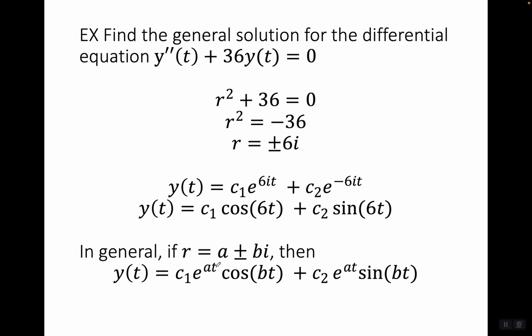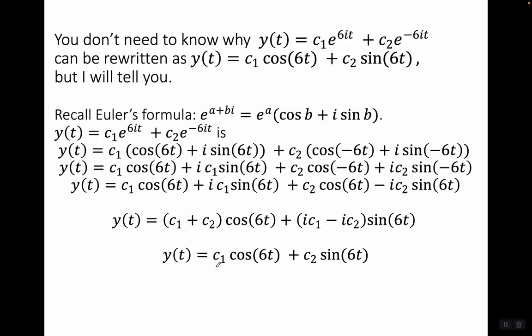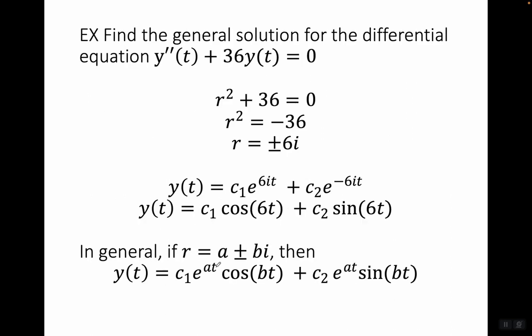This can actually simplify dramatically to c1 cosine 6t plus c2 sine 6t, and I'll show you in a moment why. In general, if r equals the complex number a plus or minus bi, then y of t equals c1 e to the at cosine bt plus c2 e to the at sine bt. Okay, you don't need to know that. So we already have our solution. This is our solution. That's the general solution for the differential equation.